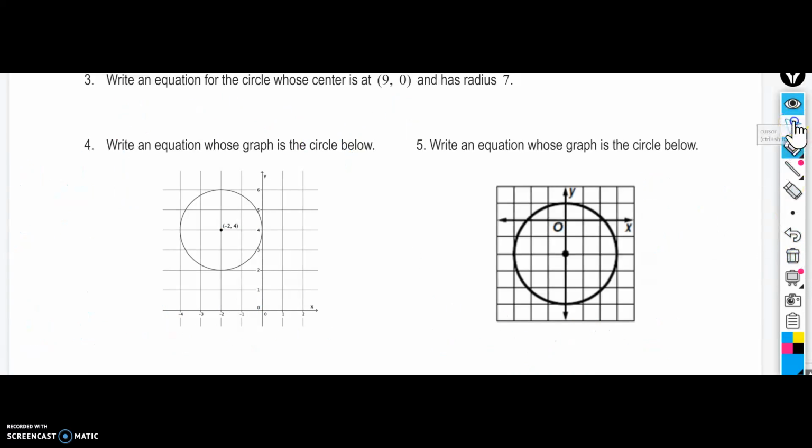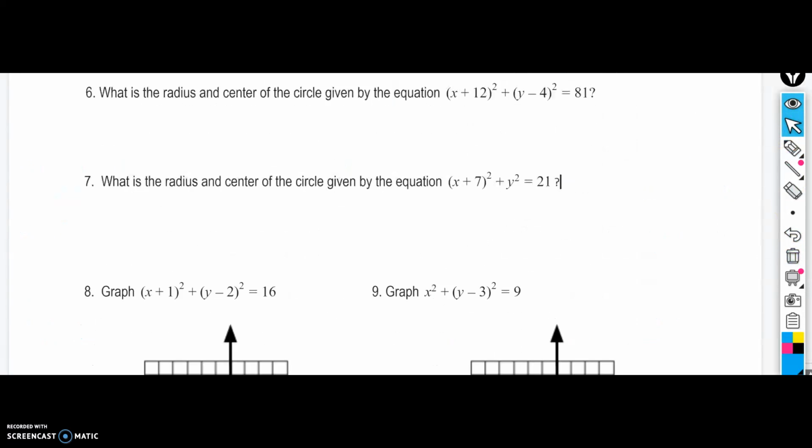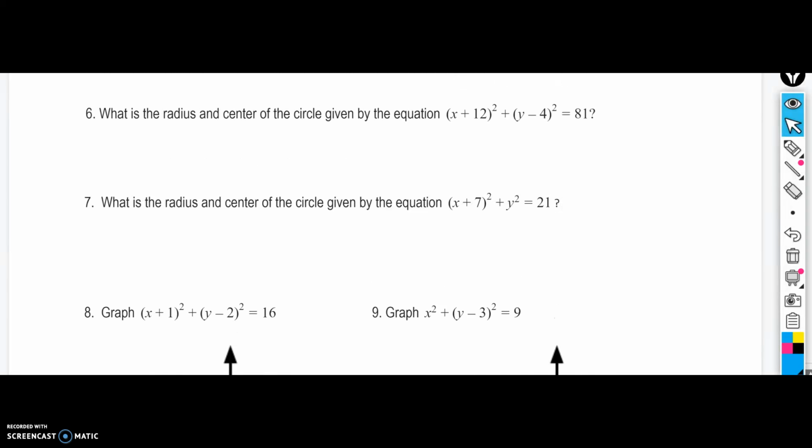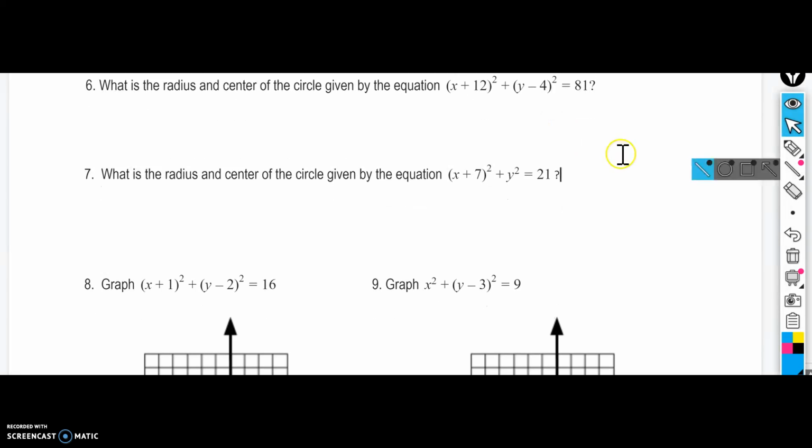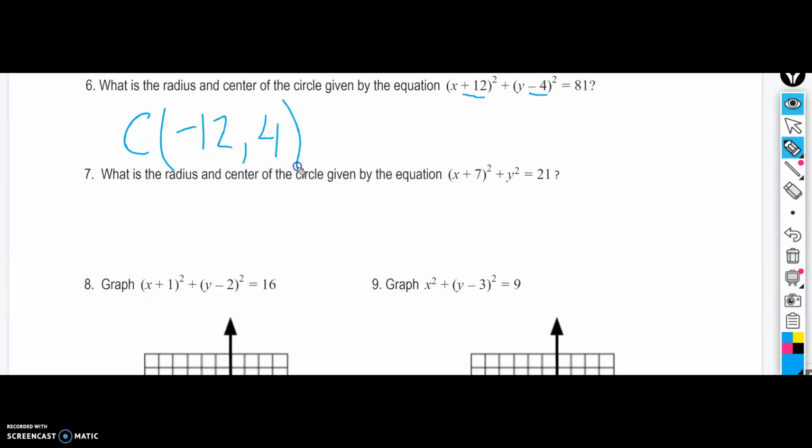All right, going down, or flipping your page, I guess. Now we're going to give you the equation, and you've got to tell me the radius and the center. Again, like a transformation, these two things are getting switched, or their signs are seemingly switched. So my center, even though it looks like it should be at positive 2, negative 6, or positive 12, negative 4, it's really at negative 12, positive 4. And my radius is the square root of that number, 81, which in this case is 9.